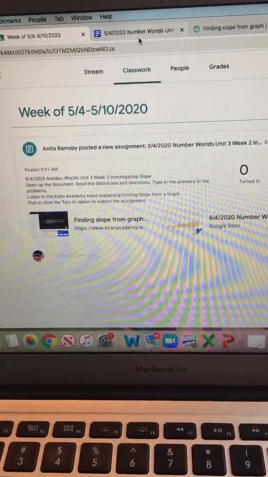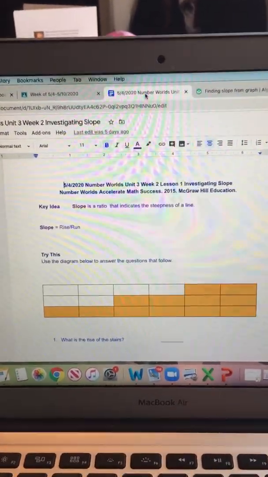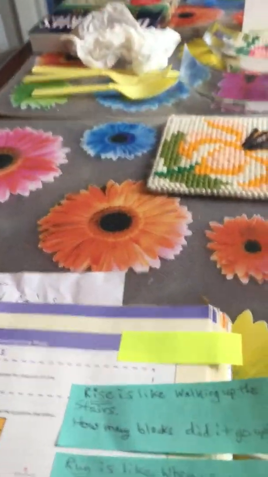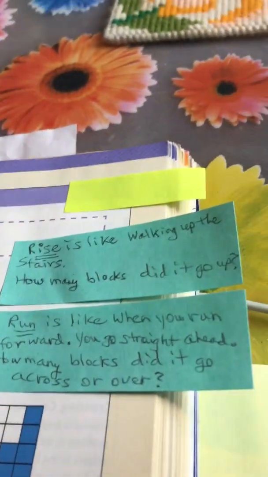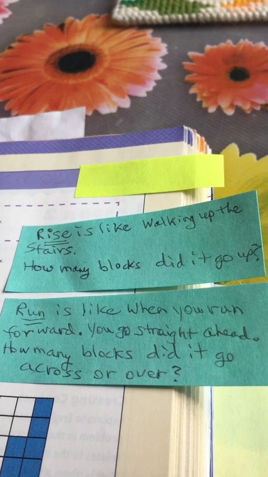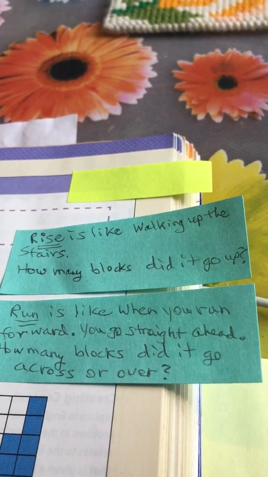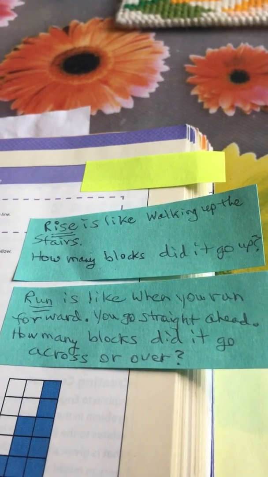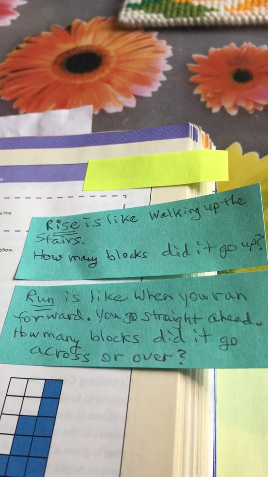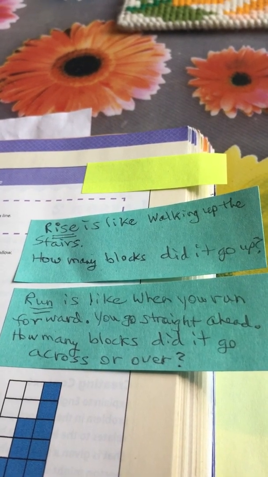So let's look at this. I had opened it up over here, this document I was talking about. Something I wanted to say first before I forget, though: the definition of rise in this chart is like walking up the stairs. How many blocks did it go up? And then run is like when you run forward. You go straight ahead. So how many blocks did it go across or over?